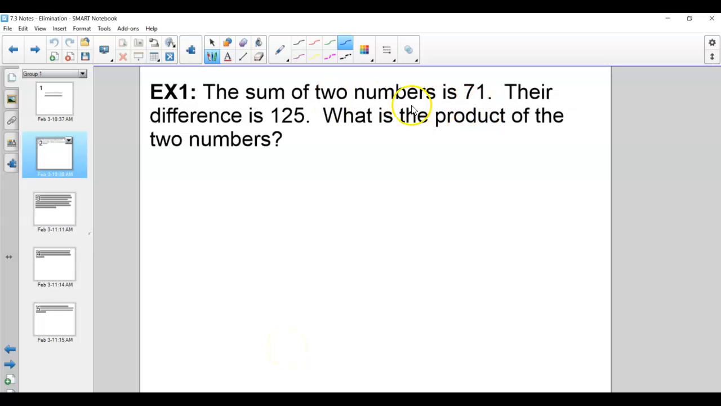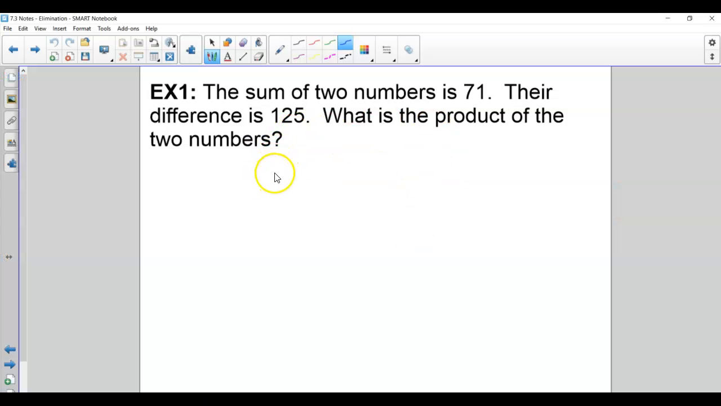So our first one is the sum of two numbers is 71. Their difference is 125. What is the product of the two numbers? So we could guess and check for a long time. Our numbers, x and y. X plus y has to equal 71.